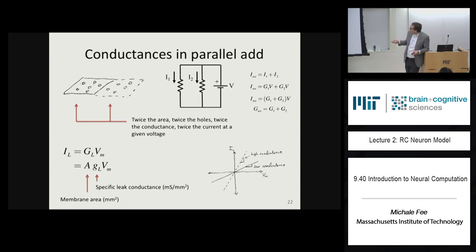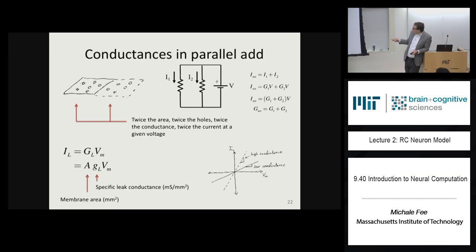So you can see that we can now plot the current through the membrane as a function of voltage. This is called an IV curve, current plotted as a function of voltage. You can see that the current is linear as a function of voltage. That's just Ohm's law.